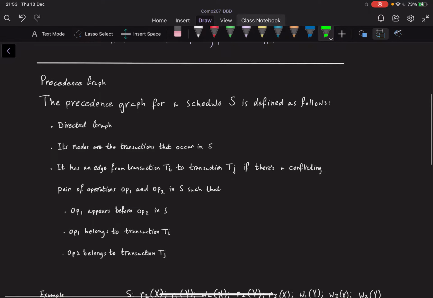Right, okay, so what do we have today? We have the precedence graph. What is this? Okay, so the precedence graph for a schedule is defined as follows.